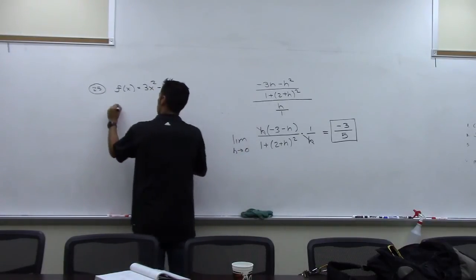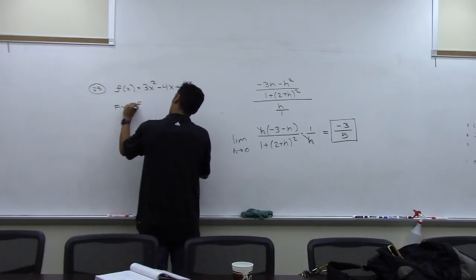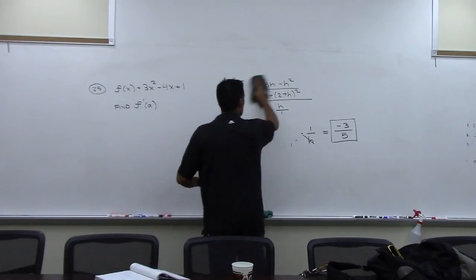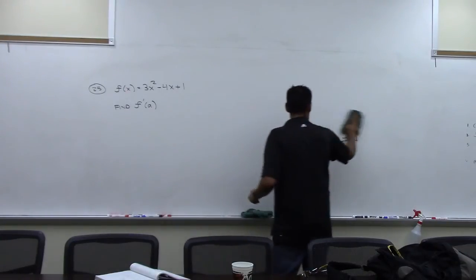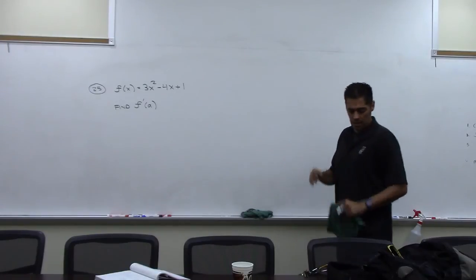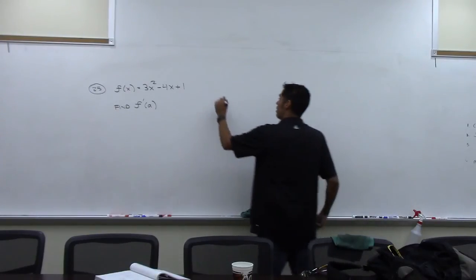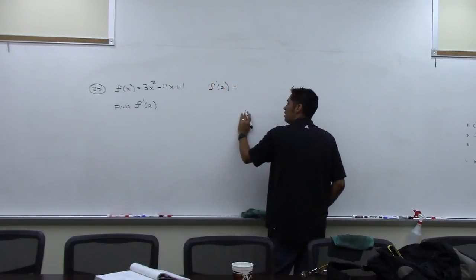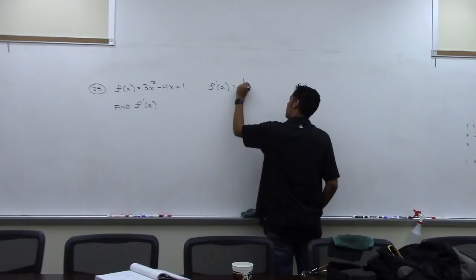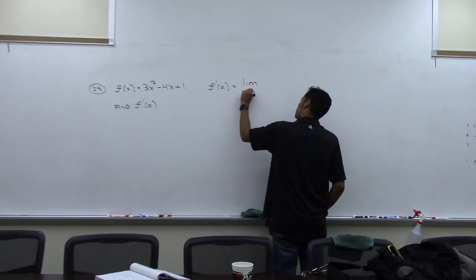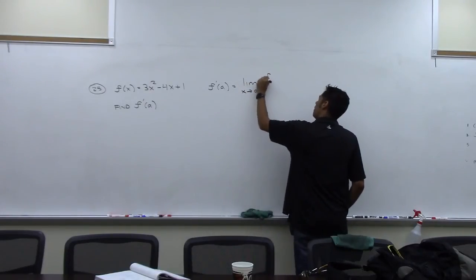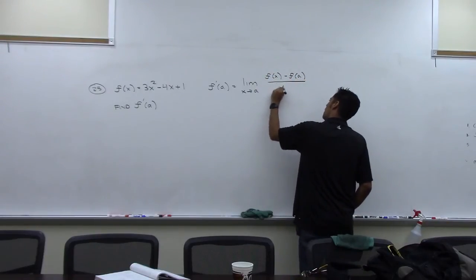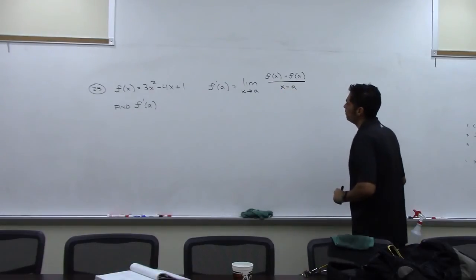And they ask you to find f prime of a. So we want the slope of the tangent line at a, but they're not going to tell us what a is, which means we need to get a general answer. And so I'm going to have to use the definition f prime of a equals, now I haven't used the other one in a while. Let me use the other one. Limit as x approaches a of f of x minus f of a over x minus a. So let me just try this one.